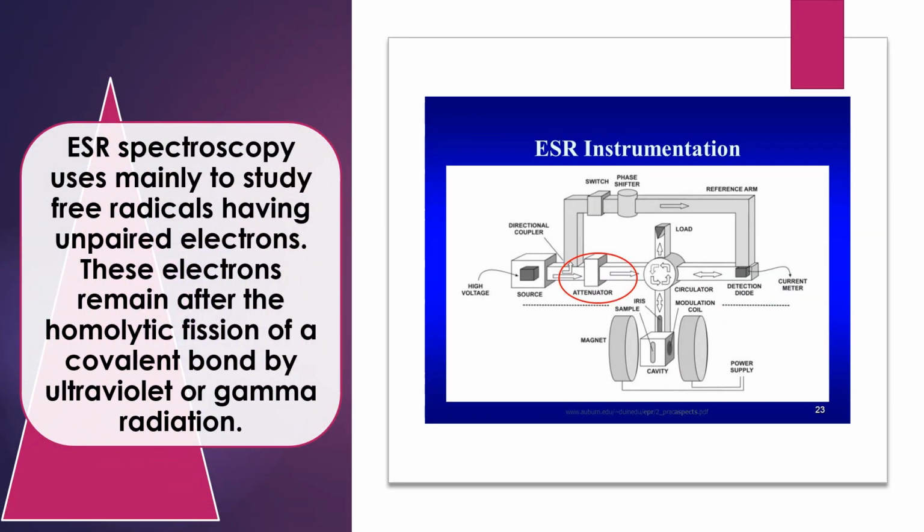ESR spectroscopy is used mainly to study free radicals having unpaired electrons. These electrons remain after homolytic fission of a covalent bond by ultraviolet or gamma radiation.